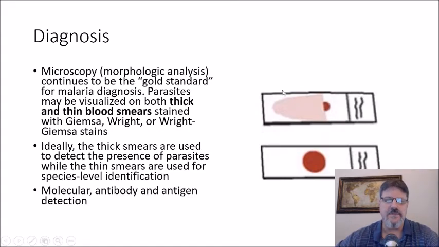So you'll look at the thin smear out here, just as if you were doing a white blood cell differential in a hematology lab, for example. You have this single layer of RBCs, and then you look for the actual morphological characteristics to try to identify and speciate that Plasmodium species. Now, there are other methods out there: molecular methods, antibody methods, antigen detection, but I believe this is still considered the gold standard throughout the world.